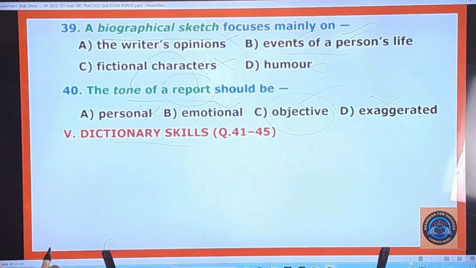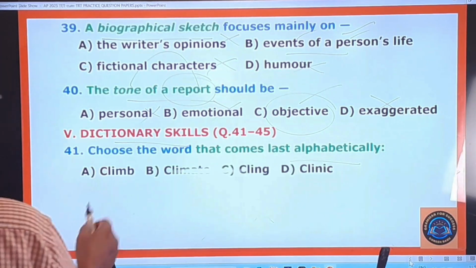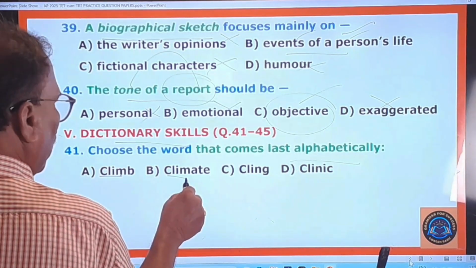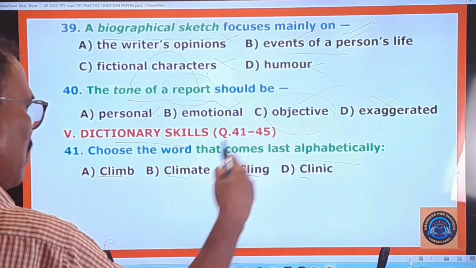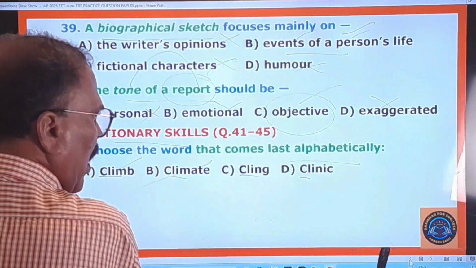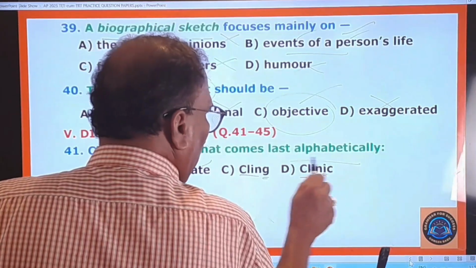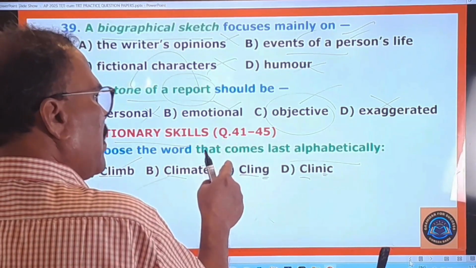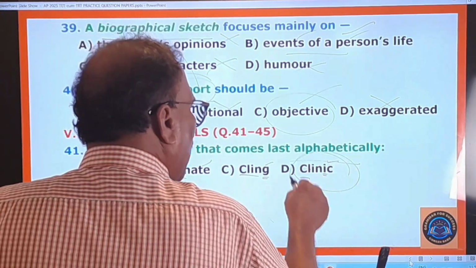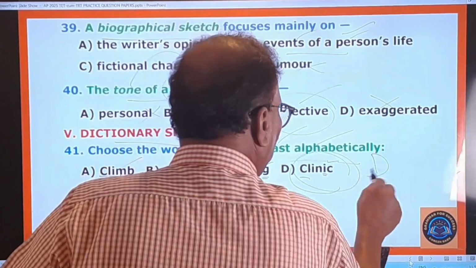The last but one section of this question paper: dictionary skills. And here, choose the word that comes last alphabetically. Which one comes last alphabetically here? You see: climb, climate, cling, clinic. So these four words are there. Last means, you see, clim, so after m only n comes, therefore these two words are gone. And here CLIN, CLING. After this, G is there, here I is there. Which comes first? Whether G comes first or I comes first. G comes first and this comes last. And therefore, this clinic comes last alphabetically in the dictionary. Therefore, D is going to be your answer.